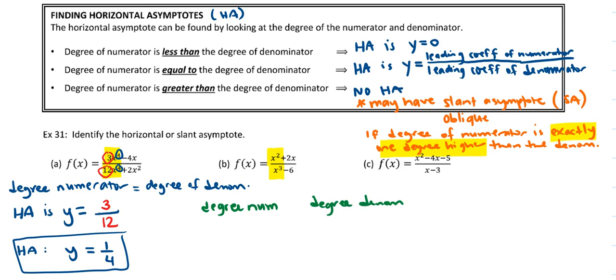And we know that if we're looking at the exponents, the degree of the numerator is smaller than the degree of the denominator. We have a 2 versus a 3. So we have the case over here. The degree of the numerator is less than the degree of the denominator. So right away, not too much math needed. Your horizontal asymptote is y equals 0. So that was fast. That's kind of nice.